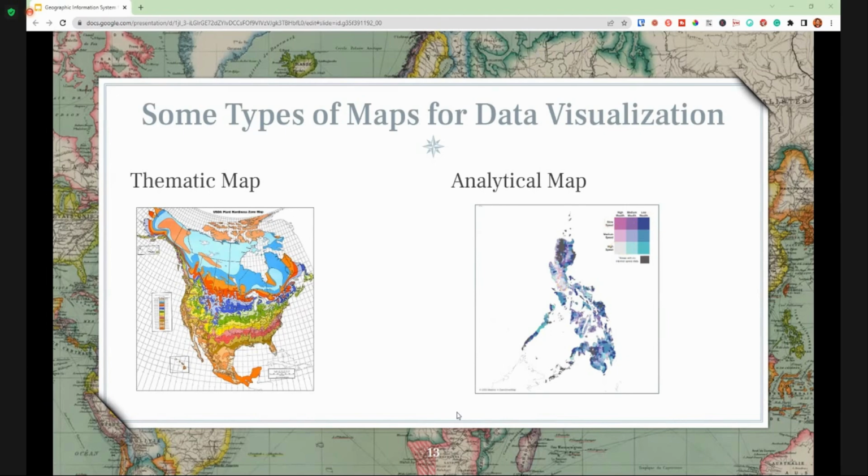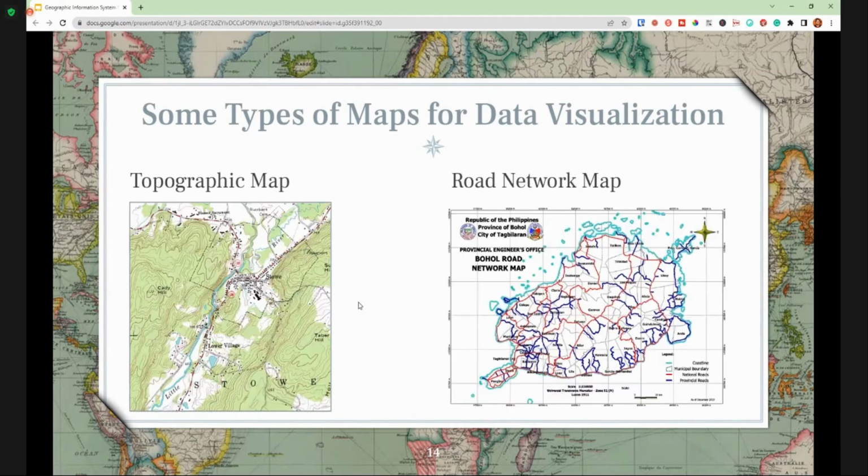Okay. Another one is a topographic map. So a very classic one. I think a lot of you guys would know about this. A topographic map is usually represented with contour lines. So if you can see here, you have these irregular circles or lines. I don't know how to call this, but these are contour lines. Okay, so we call these contour lines, and they represent topography.